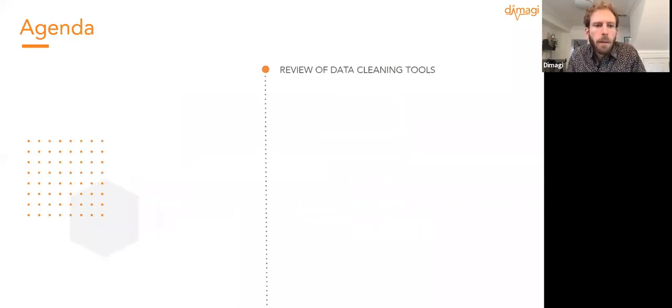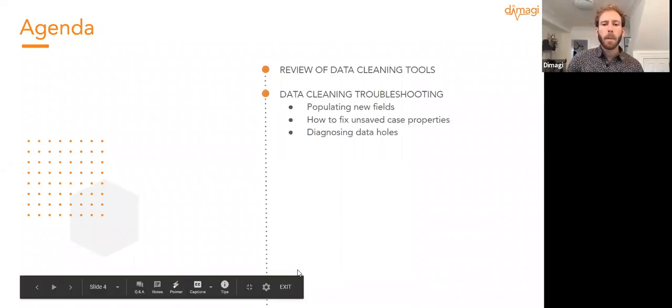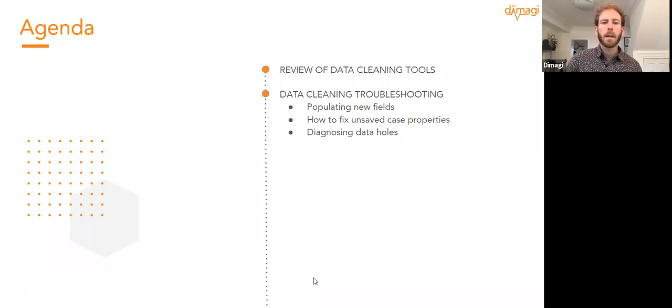Quickly, I want to review our agenda for today. First, we're going to look at all of the data cleaning tools that are available in CommCare. We'll give you an overview and show you what those look like. And then next, we are going to run through a couple scenarios where you might need to use those data tools. We'll talk about what the problems are and how you can solve them. And Erin will show you those in CommCare itself. So that should be pretty cool.